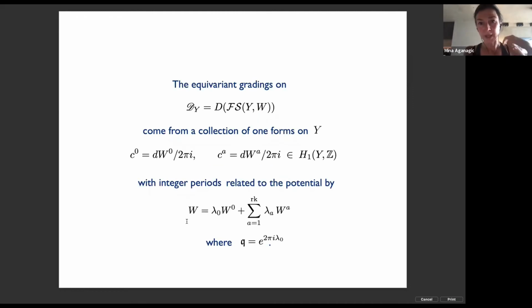The equivariant gradings come from a collection of one forms that Y has, one forms with integer periods that are related to the potential as follows. The fact that the one forms associated to the lambdas are there simply follows from the fact that the target is essentially a symmetric product of cylinders. The fact that this one form exists is because we deleted from Y this locus F naught.